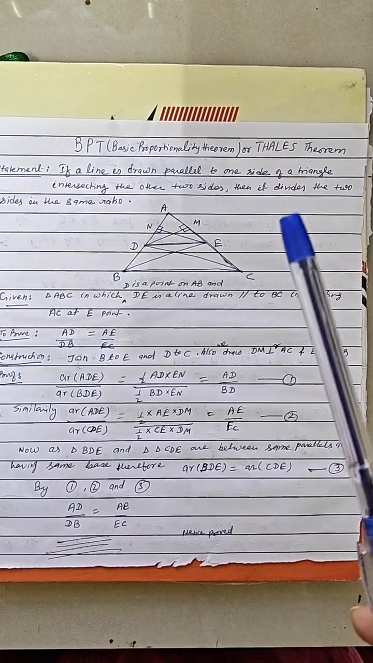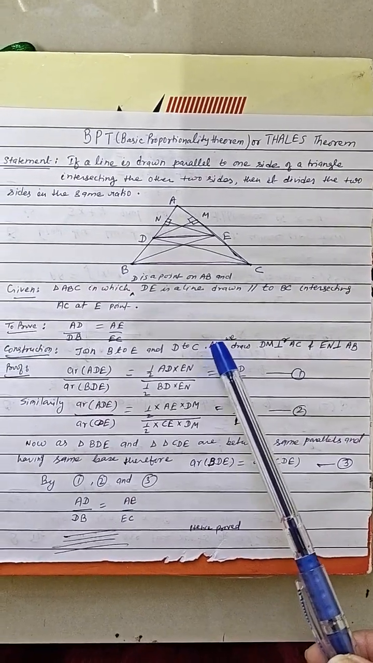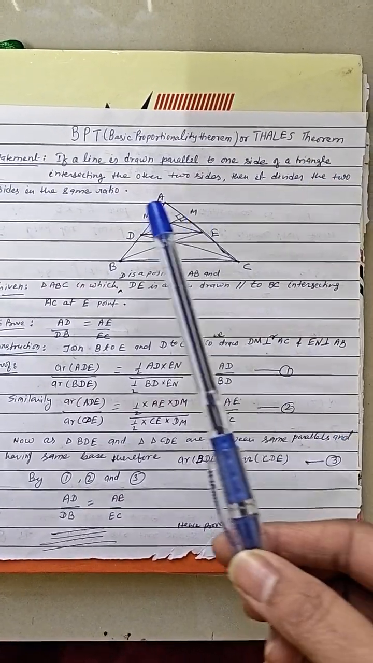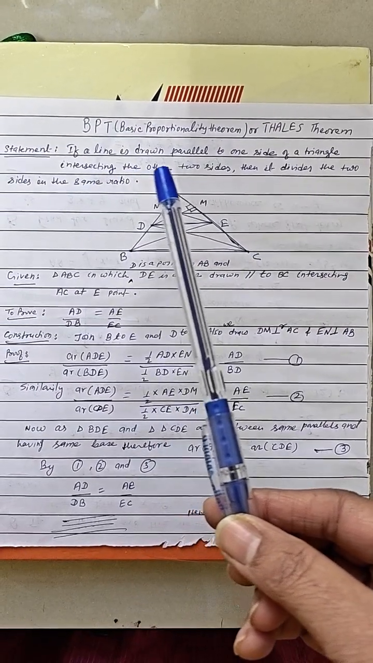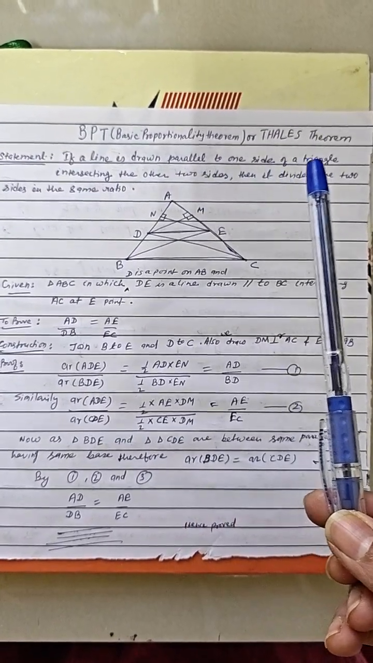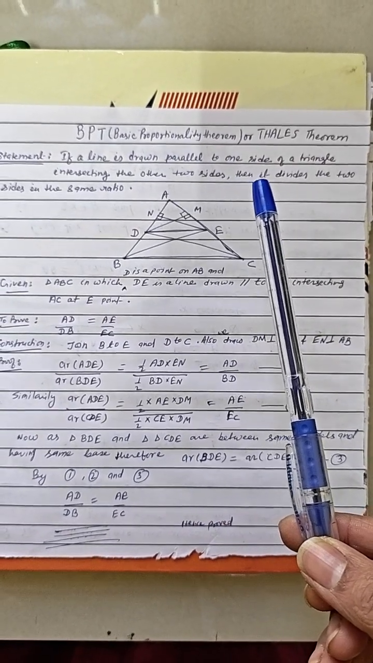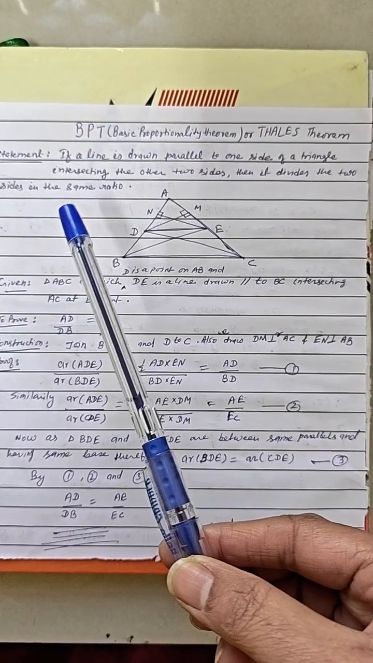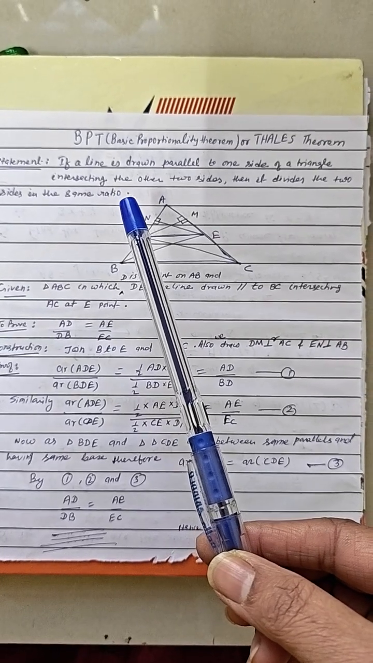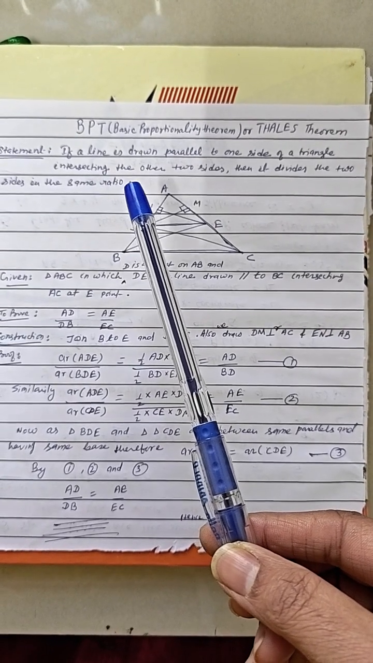This is BPT theorem, that is basic proportionality theorem or Thales theorem. The statement is, if a line is drawn parallel to one side of a triangle intersecting the other two sides, then it divides the two sides in the same ratio. Hence, what is the meaning of this statement?